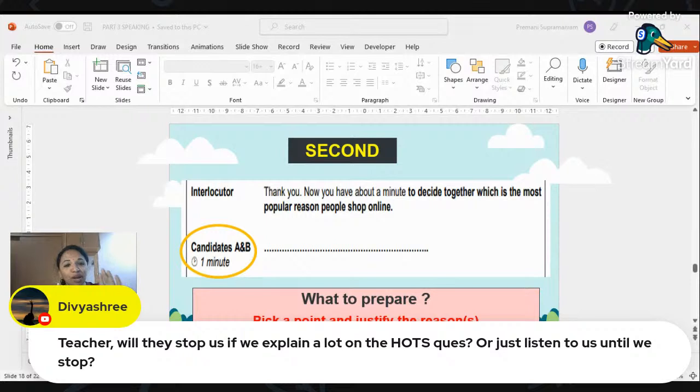See whether when you answer HOTS questions, you are going very lengthy. If you are going very lengthy, try to practice giving a very compressed, precise answer within the time. It all comes down to practice. Also, problems come from lack of planning and lack of practice.